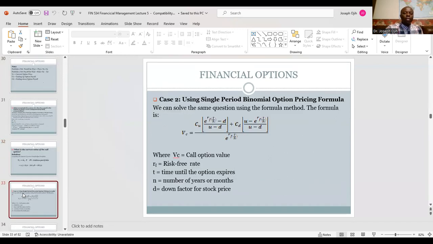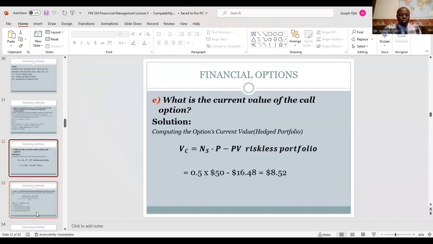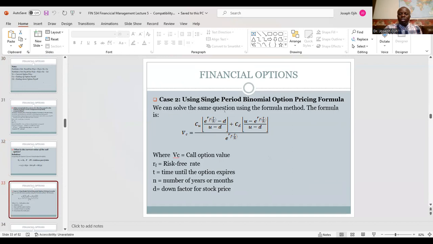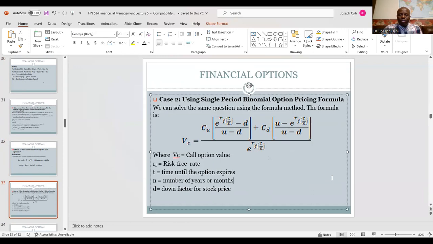using a formula, which is case 2. Case 2 is just using the single binomial option pricing formula. That's case 2. So we can use this formula. You can see right here, VC equals CU. I believe it's large enough for you to see how big it is. That's the formula right here.